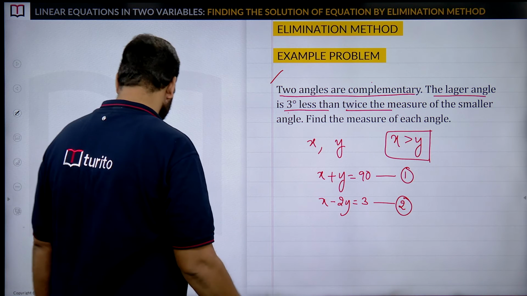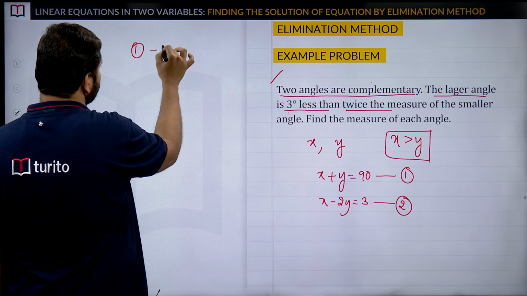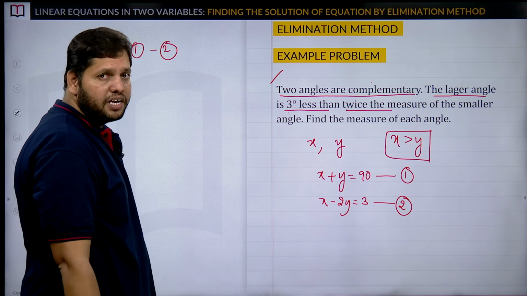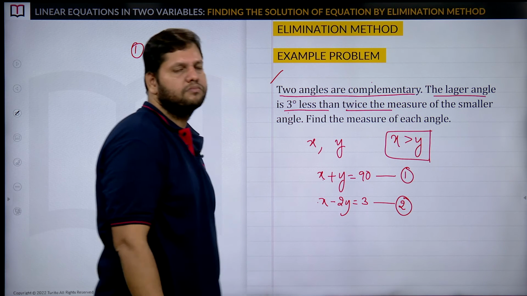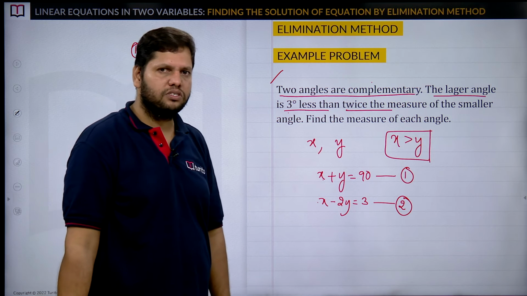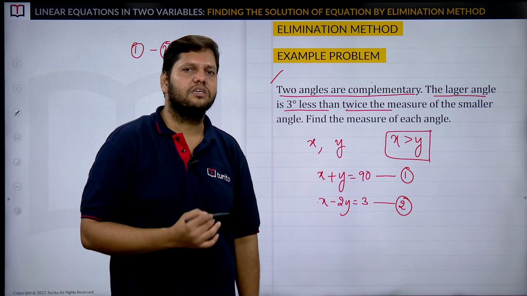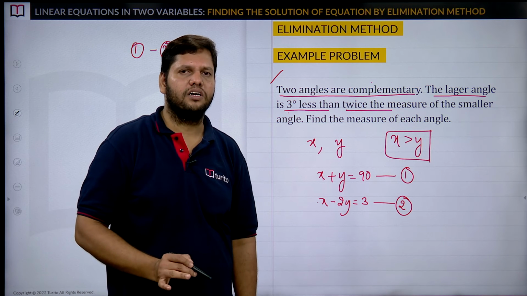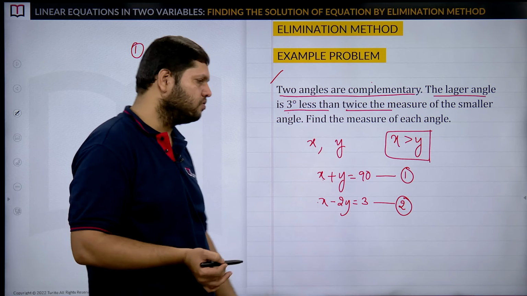So what am I writing? Take equation 1 and do the subtraction with equation 2 directly. So I am doing equation 1 minus equation 2. Why? Because, children, the coefficients are already equal. The first equation's x coefficient is 1 and the second equation's x coefficient is 1 only. So we do not need to make the coefficients the same, because they are already equal. So I am simply doing the subtraction of equation 1 and equation 2.